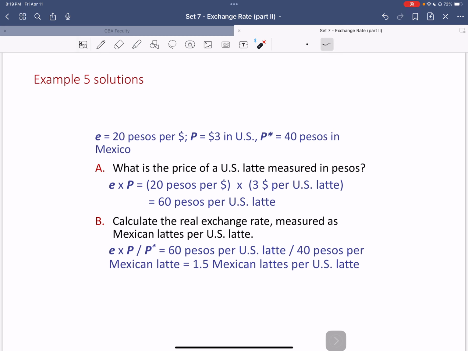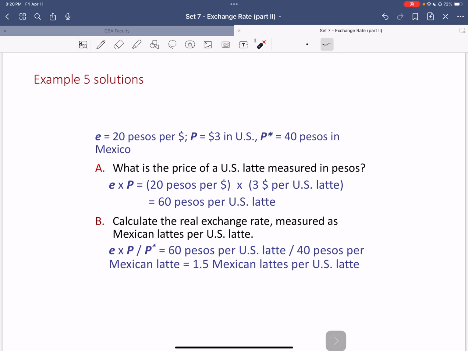Okay, so let's calculate the real exchange rate. Does this mean that it is expensive? The latte is expensive in the US, or am I richer in Mexico, or what? So it is something that I need to use real exchange rate to understand, whether I'm richer in Mexico or richer in the US. So for that, to calculate the real exchange rate, just plug in the numbers.